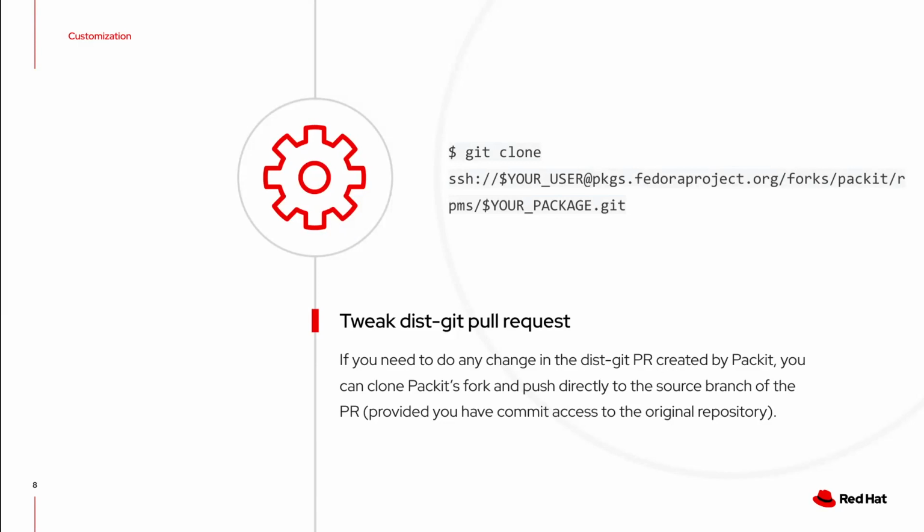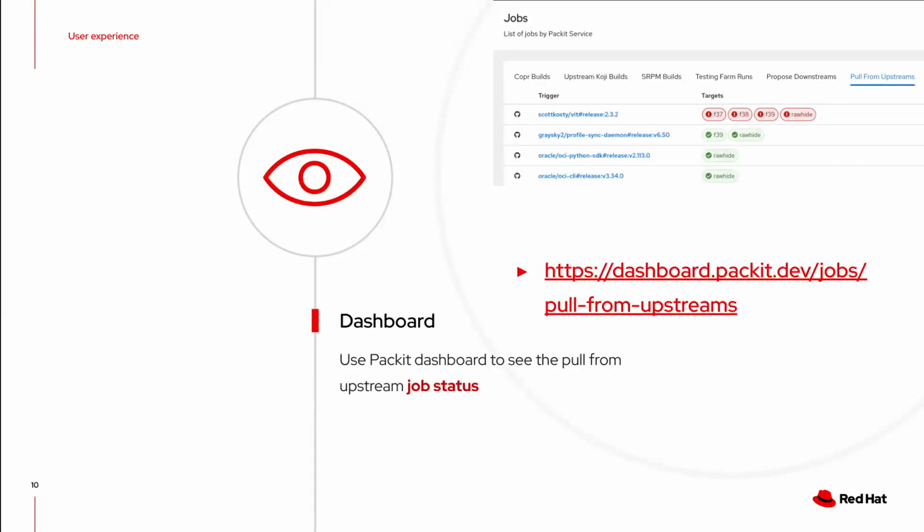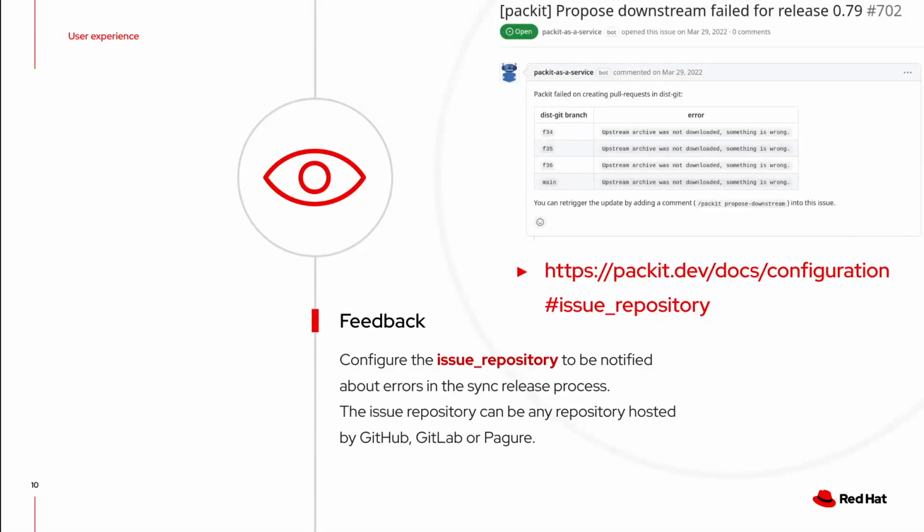Once Packit has created the downstream pull request, you can easily modify it if you want to. You can watch the pull from upstream job's statuses using our dashboard. If something happens during the process, Packit will create an issue, but you need an issue repository configured.